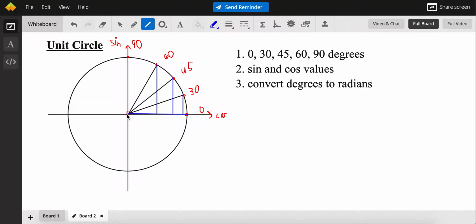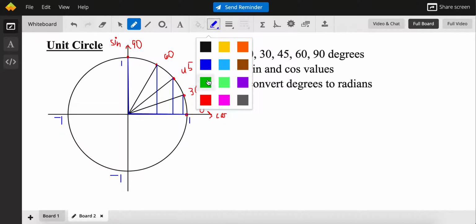And the sine of 90 is 1 because, as we just said, the radius of a unit circle is 1. All these points are 1. So this would be -1 on your unit circle. And to the left, this would be -1 to the bottom. Okay, similarly, let's pick another color, green.